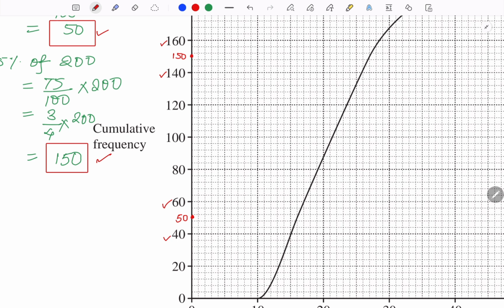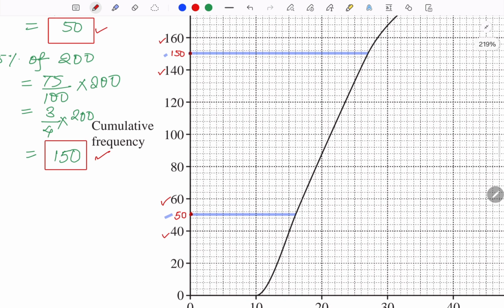I'll show you how. See, I have drawn two horizontal lines. First is passing through 50 and the second one is passing through 150. And both of these lines are meeting the graph. Let's call this point A and this point B. So at points A and B, these horizontal lines are meeting my cumulative frequency graph.